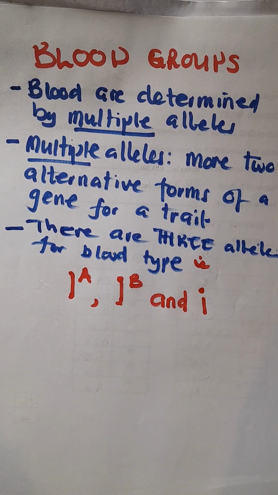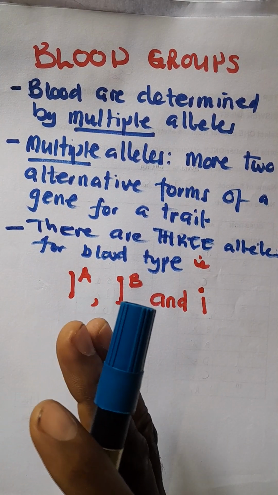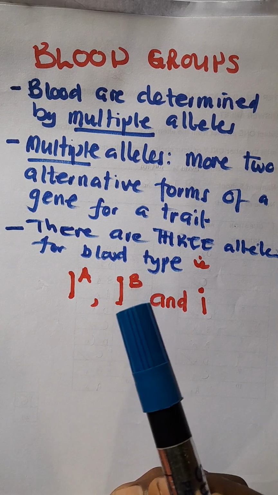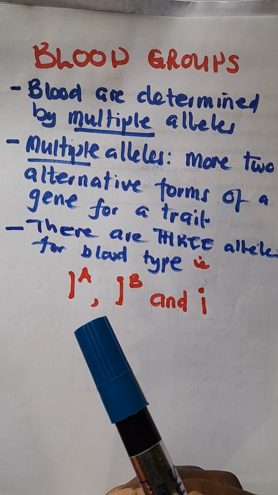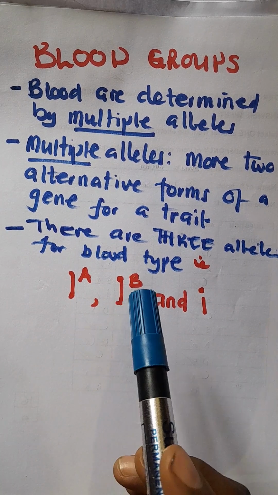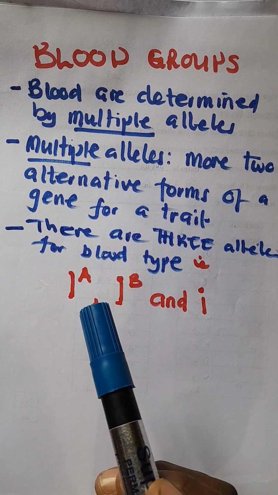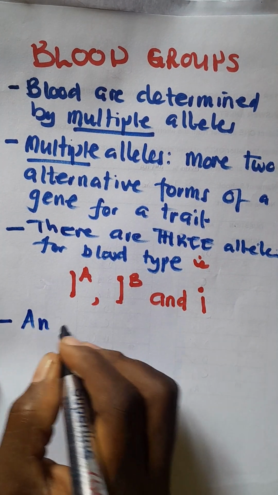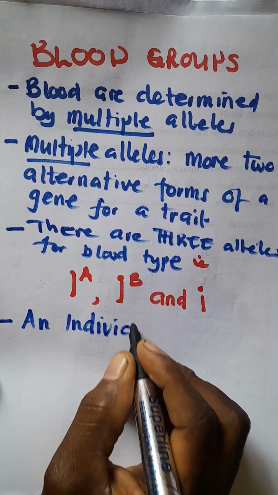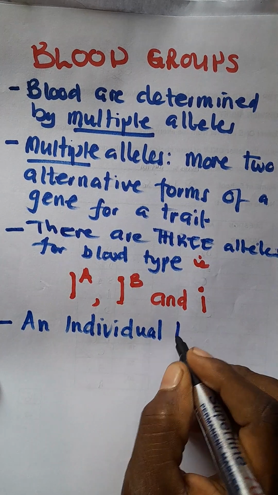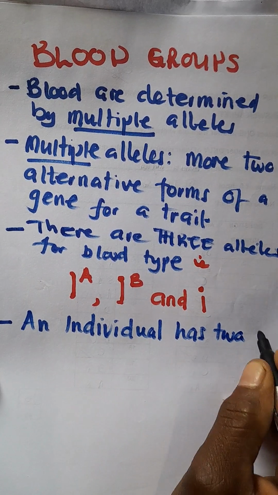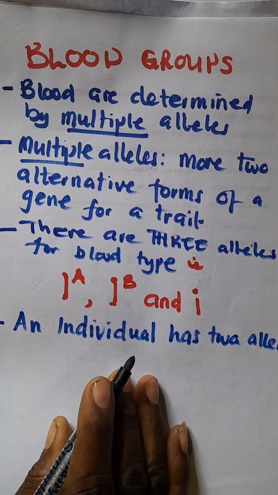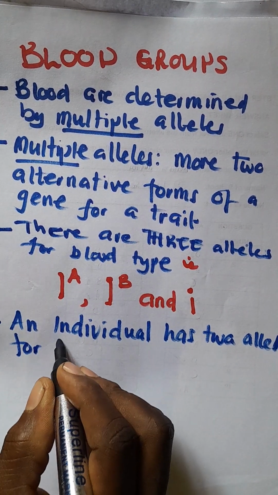Now, listen very carefully here. For me, as an individual, I need two alleles to give me the particular blood type I have. You, as an individual, need two alleles. I'm talking about an individual. So an individual has two alleles for blood type.